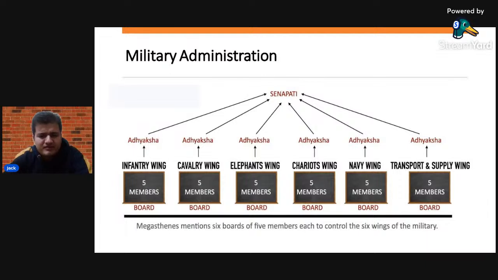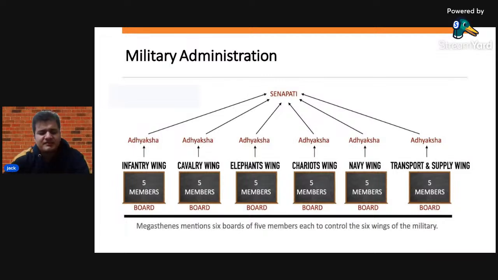So we are going to discuss various parts. Today we have the military system: Air Force, Coast Guard, Navy, and the Army. In the same manner, we have the infantry wing, which are the foot soldiers. Then the cavalry wing, these are the people who have horses, the horse riders. And then come to the elephant wing. These are the people who throw their weapons from the head of the elephant. Then come the chariots and the navy wing, and last, the transport and supply wing.